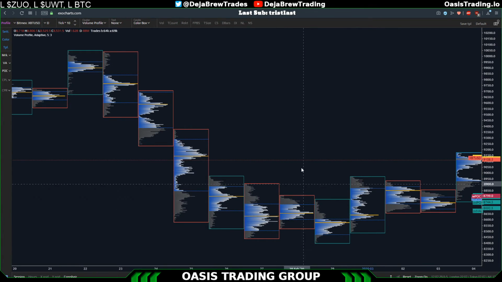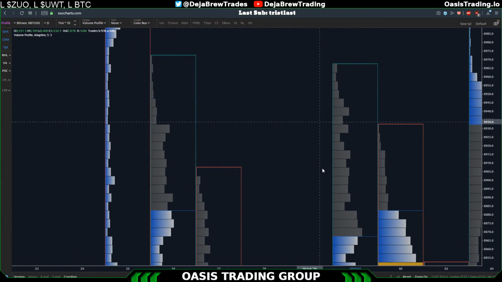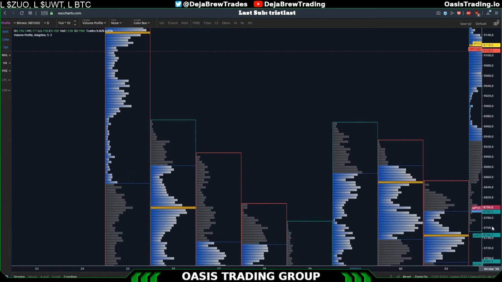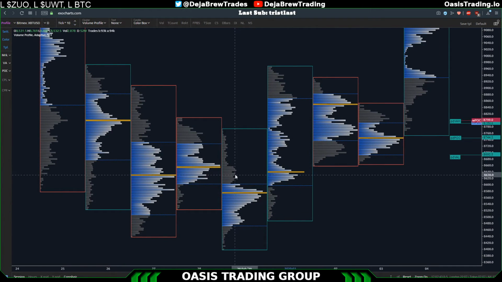Let me zoom in, make this easier for you guys. Might have zoomed in a little too far. But here we go. What do you see here? 8650. Where is that low? That low is on this volume, on this volume, on this volume. You see the value on this value area? You see where the peaks in volume are? And then you see where price is finding support? That is no coincidence. That's not a coincidence.